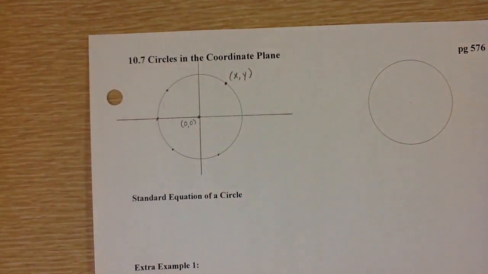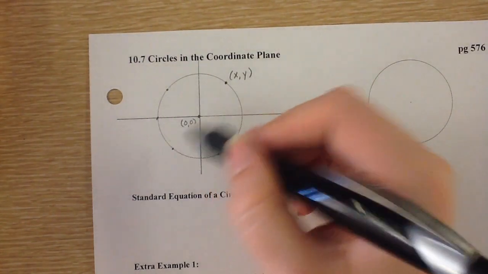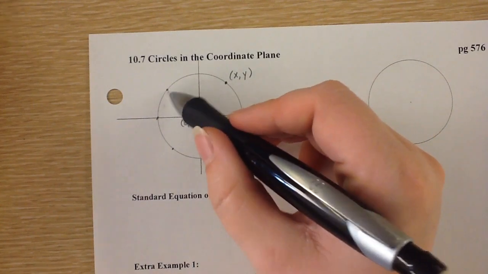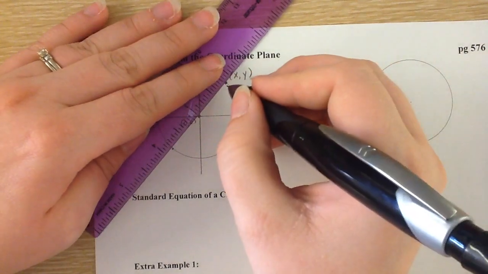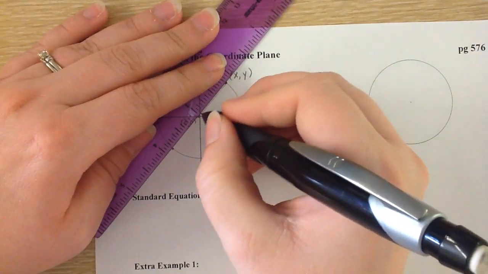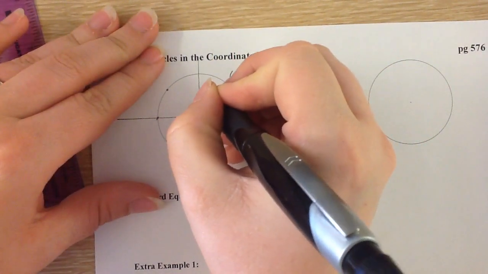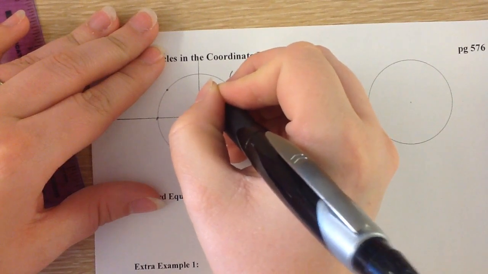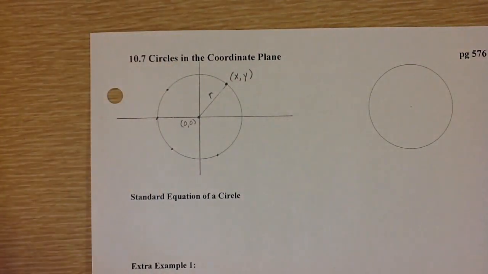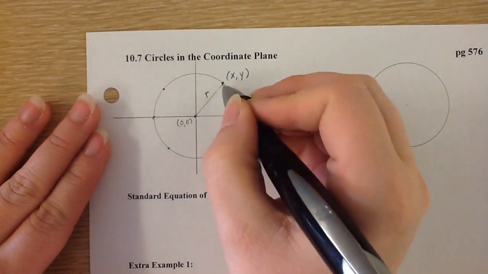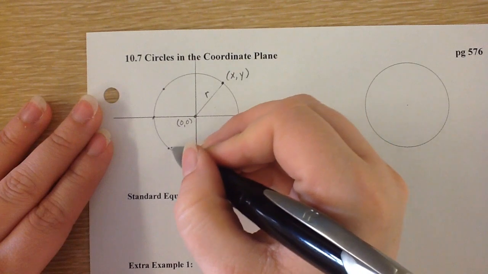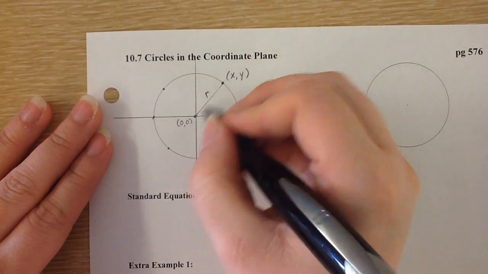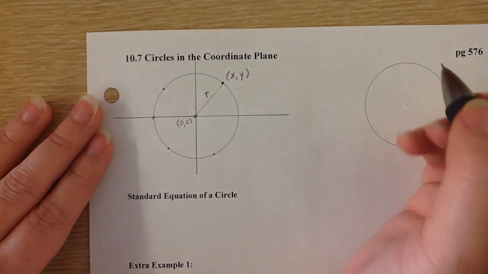I don't know what that X and that Y are going to be, but I do know that for all of these points, doesn't matter if I'm talking about this one, or this one, they'll all be the same distance from my center. So they'll all be the same distance, this distance right here, from our center. And we always call that distance R. So every point on this circle is going to have that distance R.